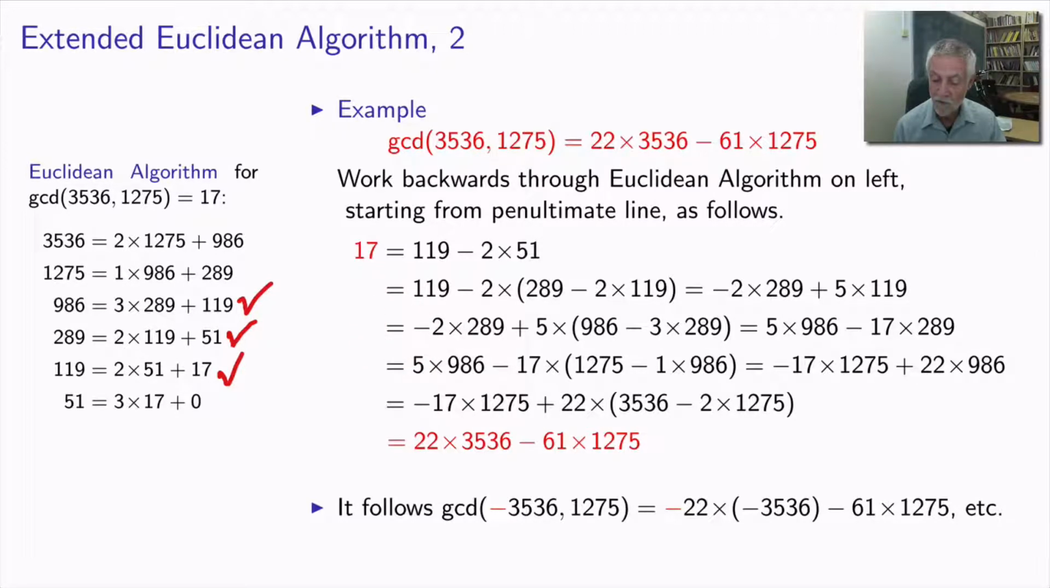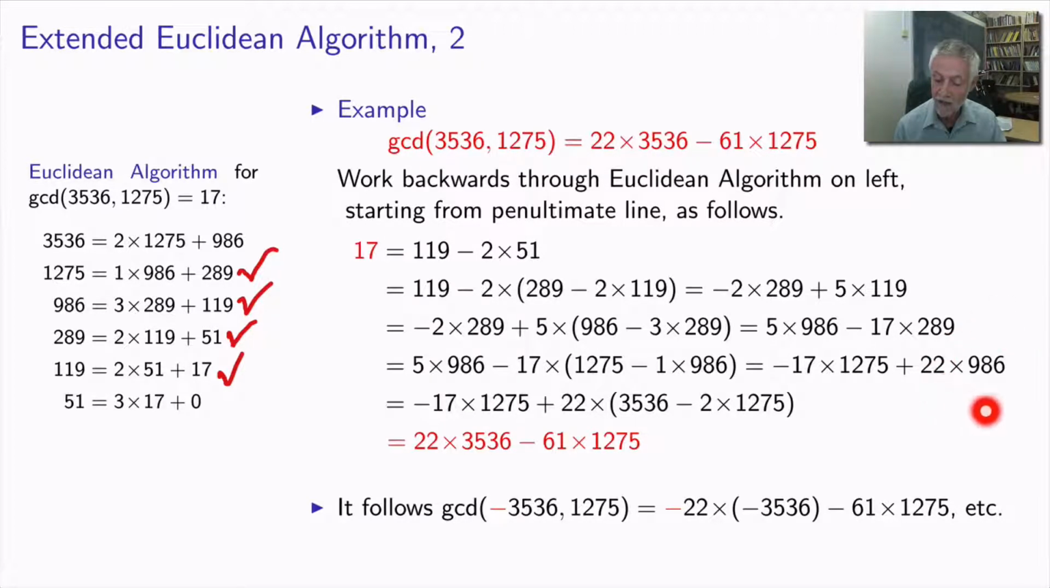So now we've expressed the greatest common divisor, 17, in terms of 986 and 289. Now 289, the smaller of those two numbers again, we can use this line here and write that 289 as 1275 minus 986. So this here, we substitute 1275 minus 1 times 986. And then we have the 17, and we have the 5 times 986. So doing the calculation, you end up with minus 17 times 1275 plus 22 times 986.